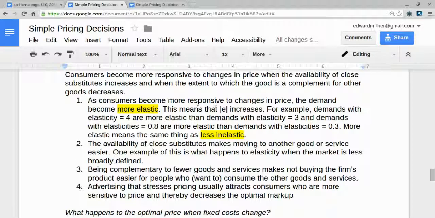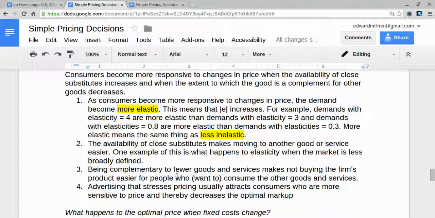As consumers become more responsive to changes in price, we say the demand becomes more elastic, which is the same as saying that demand has become less inelastic. The reason that demand becomes more elastic as availability of close substitutes increases is that close substitutes make moving to another good or service easier. The more close substitutes I have, the easier it is for me to escape a price increase by simply switching from one product to another.